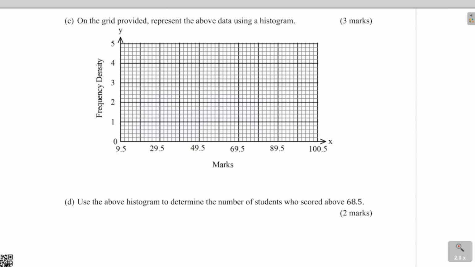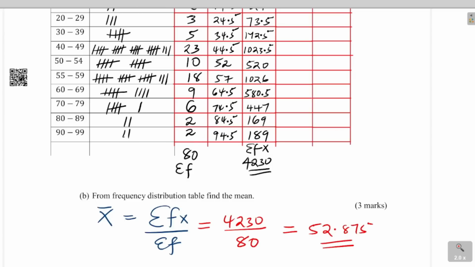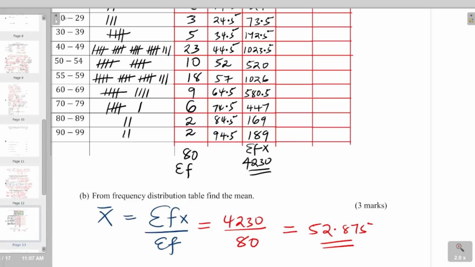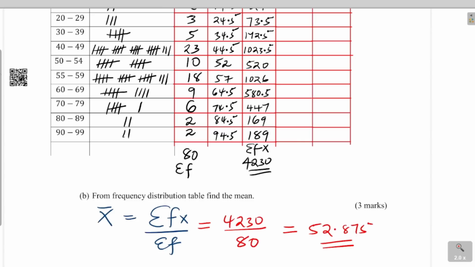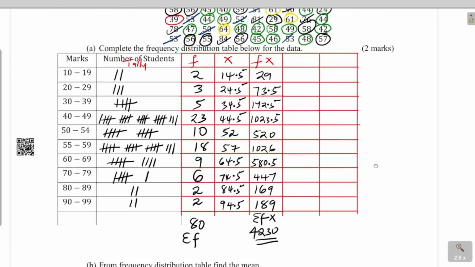The next part, part C, on the grid provided, represent the above data using a histogram, and you're supposed to use the frequency, density, and the max. So you can see we plot the upper class boundary on the x-axis and the y-axis frequency density. So we need to get that from these, to insert that in this table. So let me insert it.